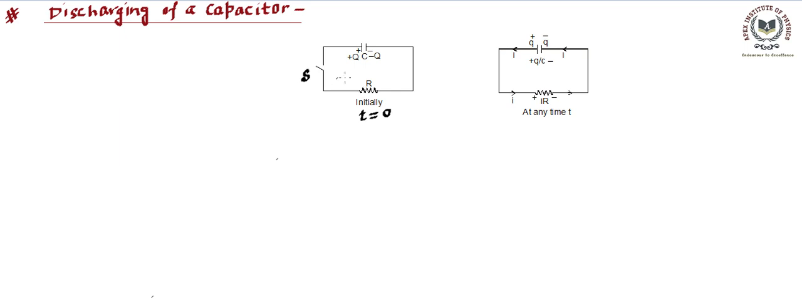The switch is open, so this charged capacitor connected with the resistance is not a connected circuit, and the capacitor will maintain its charge until you connect it. So let's say at t equal to 0 this switch is being closed, so that this becomes a complete circuit and current can flow.